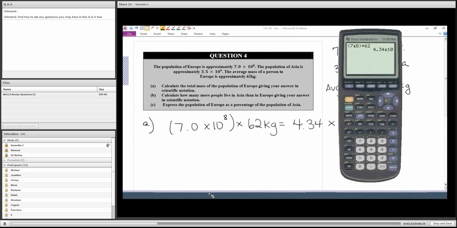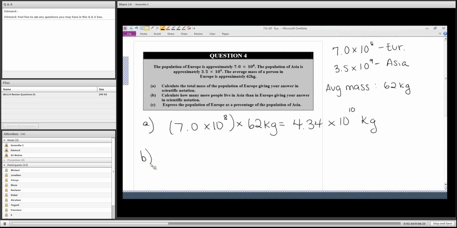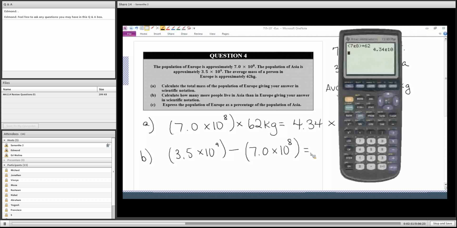Now part B. Calculate how many more people live in Asia than in Europe, giving your answer in scientific notation. So we have Asia's population, which is 3.5 times 10 to the 9, and we want to subtract Europe from Asia. So let's take 7.0 times 10 to the 8th, and we want to subtract these two from one another. And again, you can use the calculator.